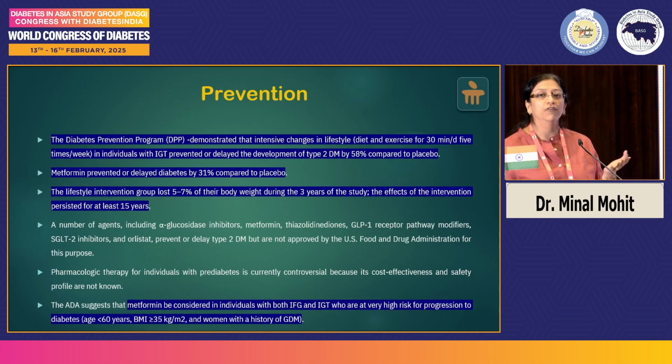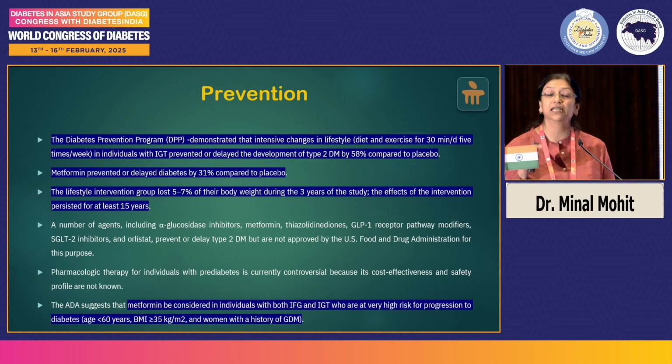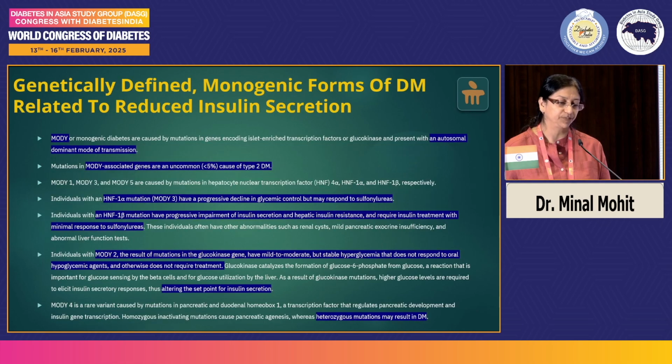Then comes the role of prevention. Yes, type 2 diabetes can be prevented, and the DPP, that is the Diabetes Prevention Program, was a very big trial, which led to the conclusion that lifestyle modification can help us in delaying or postponing the development of type 2 diabetes.